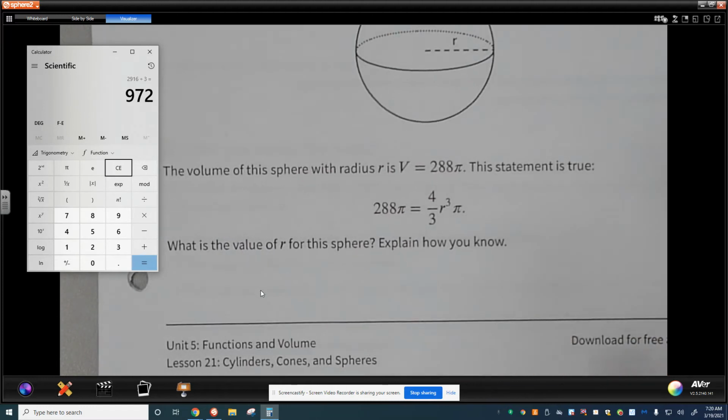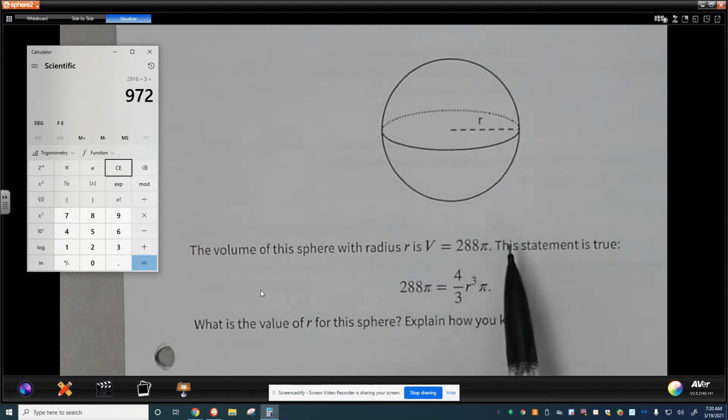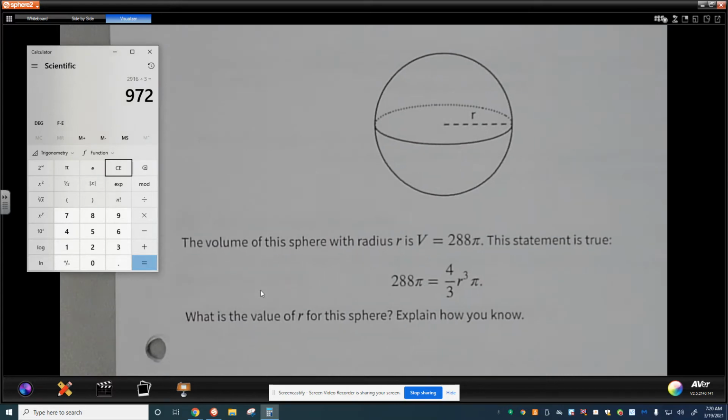The next part is talking about a sphere. The volume of a sphere is given below, 288 times pi. So the statement below, giving us an equation, says the total volume, 288 times pi, is equal to 4/3 of the radius cubed times pi. What is the value of r in the sphere? Explain how you know. So again, we're going to have to show that I can verify that the radius that I find is correct.